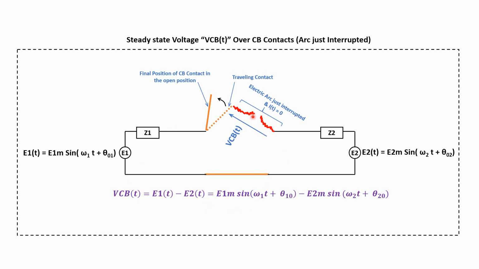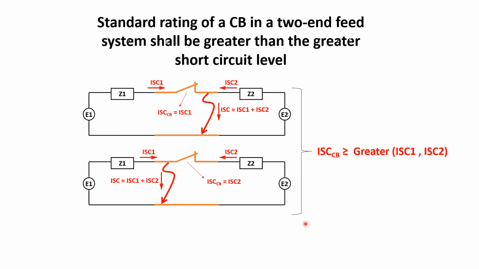But anyway, when the arc is interrupted, then in this circuit analysis, the voltage over the circuit breaker is basically this voltage minus this voltage, because there is no current here. So we know that's a circuit breaker. When interrupting the current, we have this voltage over the contact. Before going further, we're just going back to something a bit basic.